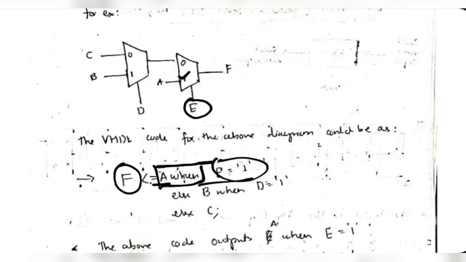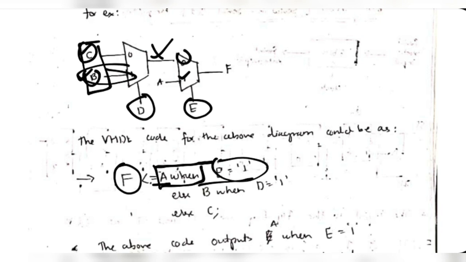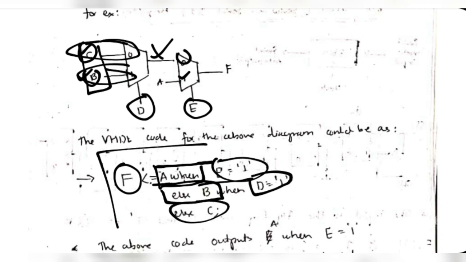Else if E is 0, this will be selected, and this output will depend on C and B. Either C or B can be selected. D will be selecting either B or C. So when D is 1, B will be selected, when D is 0, C will be selected. That we are mentioning here: else B when D is 1, else C. So these are the conditional statements which we use in VHDL.